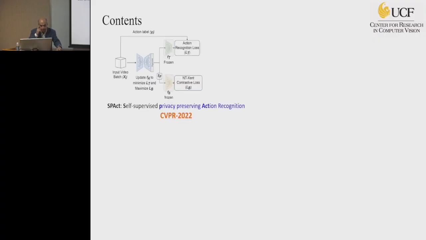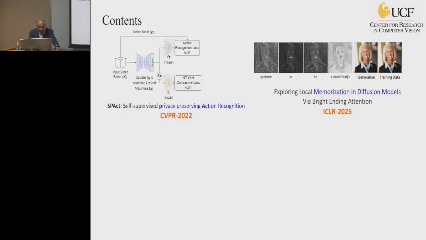and I'll start with the self-supervised privacy preserving action recognition. We had this paper a couple of years ago in CVPR.